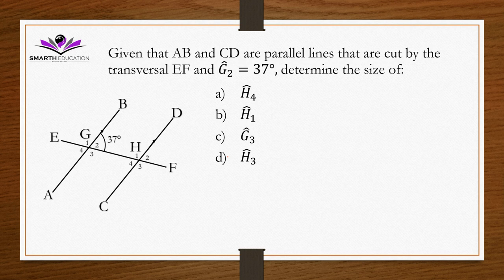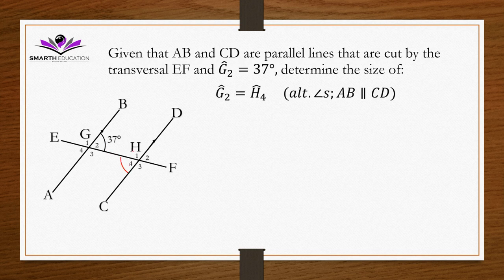Right, let's answer the questions. The first angle we're looking at is angle H4. This is the angle here. If you check, angle H4 and angle G2 are what? They are alternate angles. So it means angle H4 is equal to angle G2, alternate angles, since AB is parallel to CD. So meaning that angle H4 is also 37 degrees. Okay, done with the first one.